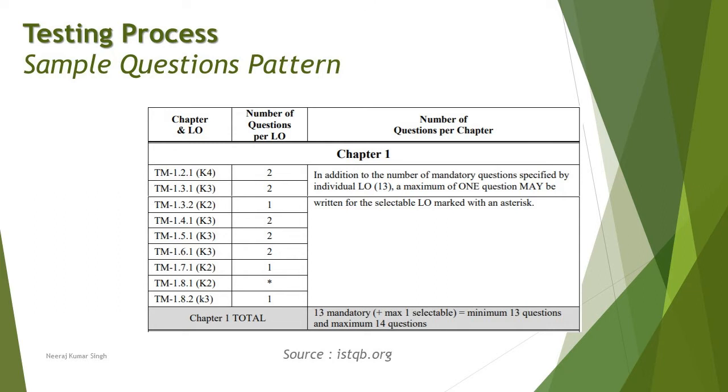For example, K4, K3 and K2: which topics will specifically move into K3 and K4, you need to put a lot of pressure there and have a more detailed understanding of everything. And this pattern is available on ISTQB.org, which can be visited at any point of time if you want to cross-check.